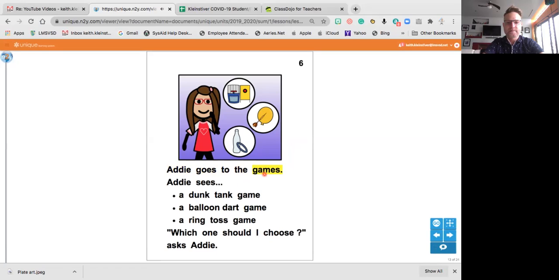Addie goes to the games. Addie sees a dunk tank game, a balloon dart game, a ring toss game. Which one should I choose? Asks Addie. Okay, there's a question sentence. So she sees these different, the dunk, the darts, and the ring toss. Which one should she choose? Which one would you choose? Point to the one you would choose. I think I'd choose the dunk tank because it's hot.